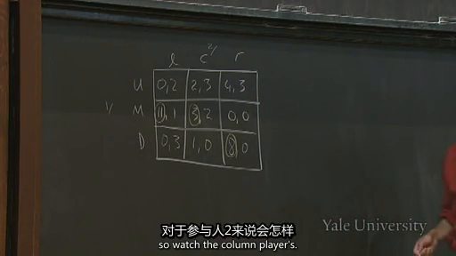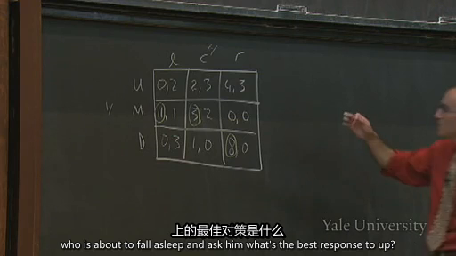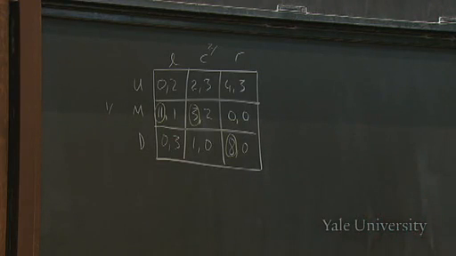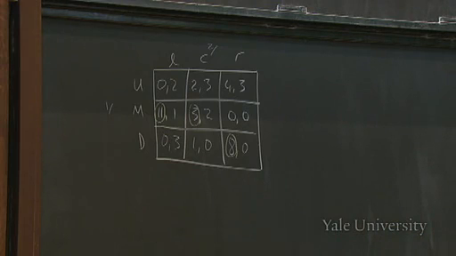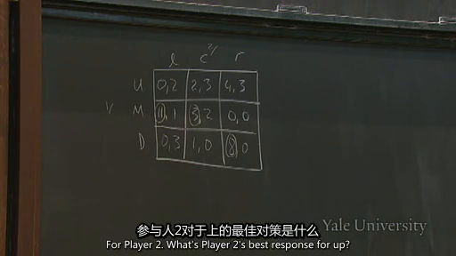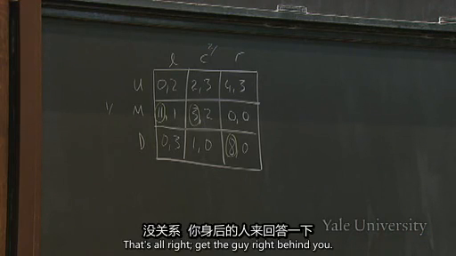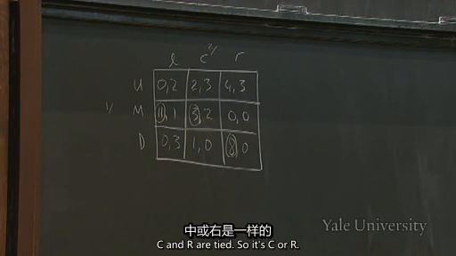So watch the column players. Ali, find somebody and ask, what's the best response to up? The best response would be for which player? For player 2. So what's player 2's best response for up? Okay. What's the best response for up? C and R are tied. So C or R. All right.